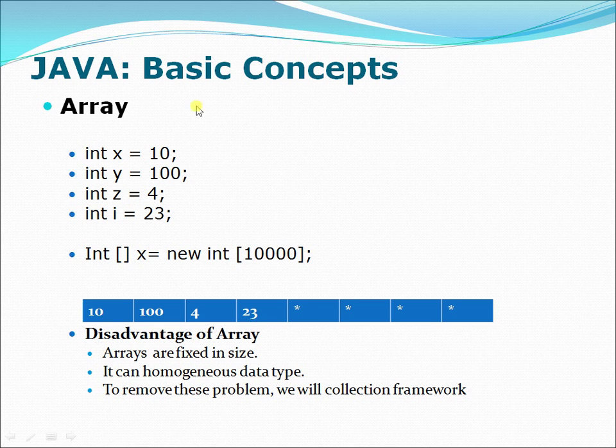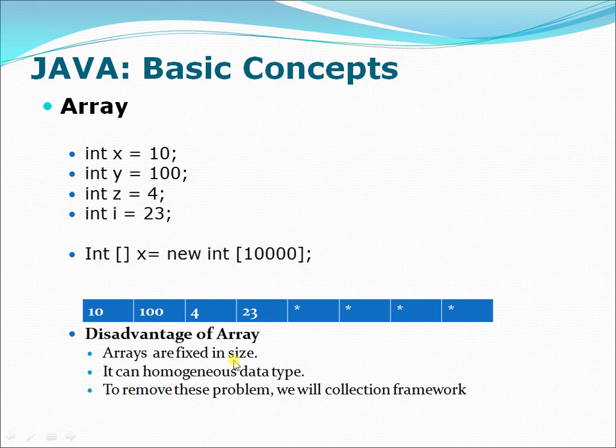So what is the disadvantage of an array? Array size is fixed. You cannot change the size. Array size is fixed by nature. And what is the second one? It will store the data in a homogeneous way. If I make an integer array, can you pass any other data type? No. It is of a similar data type, so that's why it is a homogeneous data type.